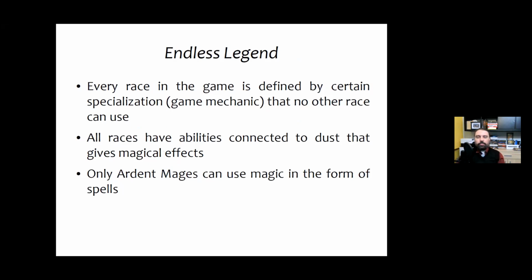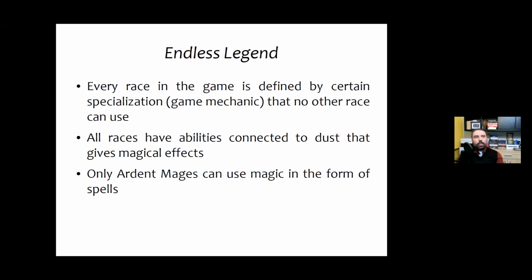Another example, this time of a digital game, is the game Endless Legend, which is a 4X type of game, similar to Civilization or Humankind. In this game, every race is defined by one or two specific attributes or some kind of specialization that has a great influence on the game mechanics. And no other race can use the same ability or the same skill.